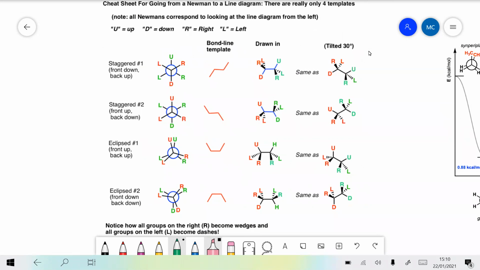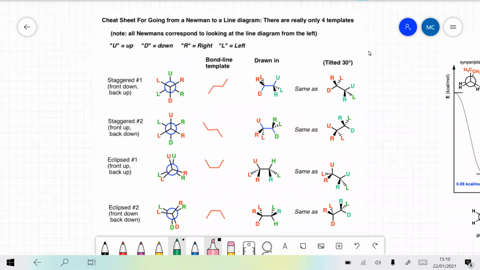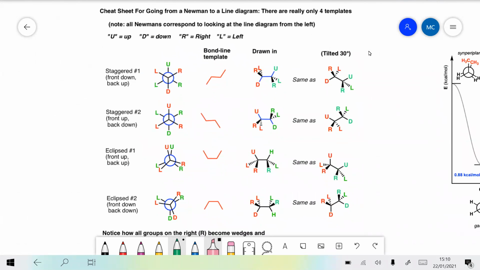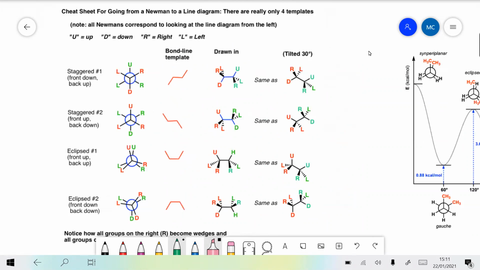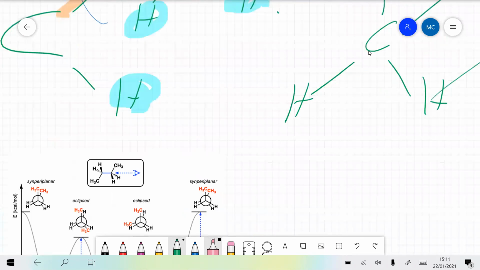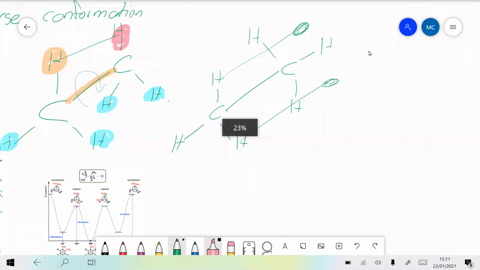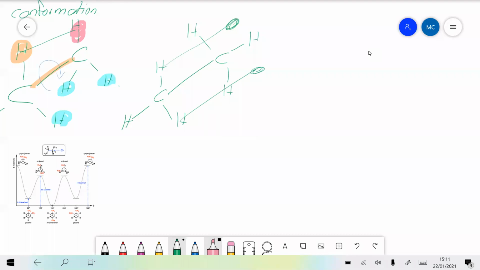So what I want to do first is actually show you these structures from a different angle. And these are called the Newman projections, okay? So this was the Sawhorse, okay?